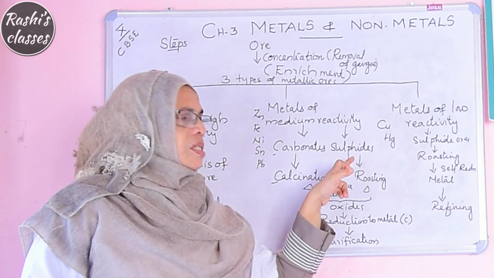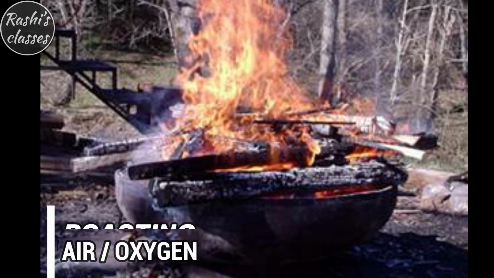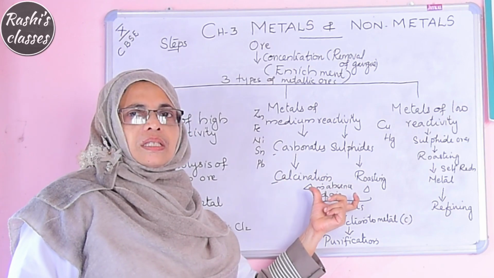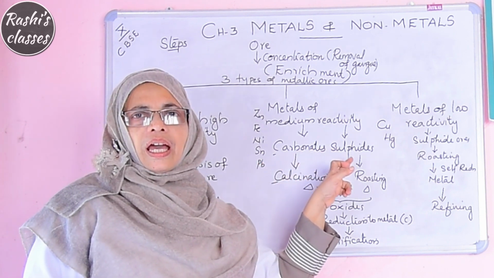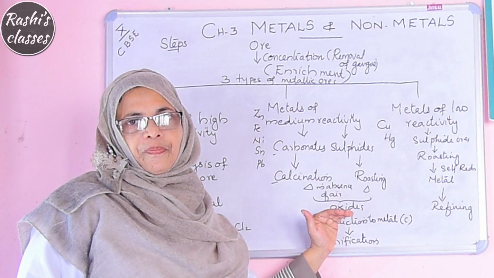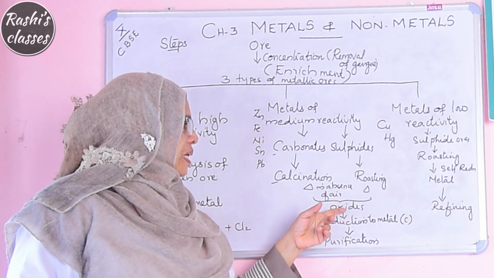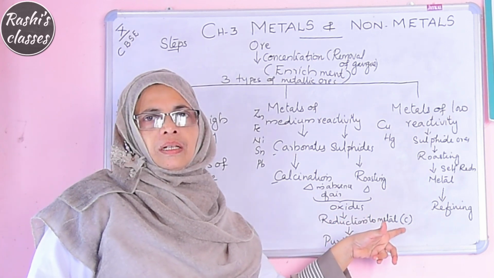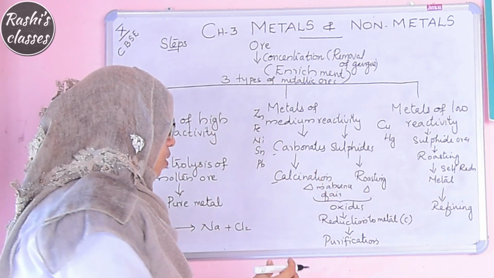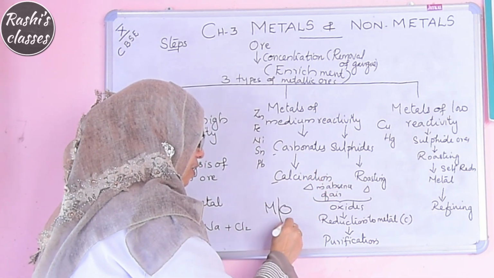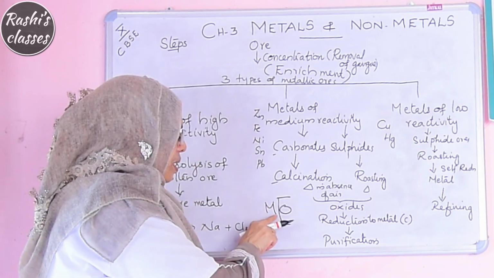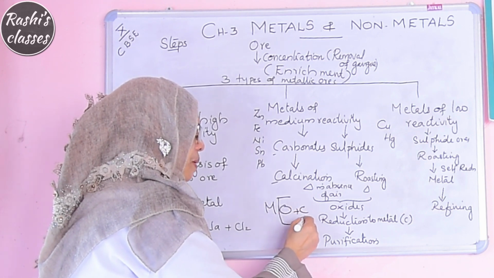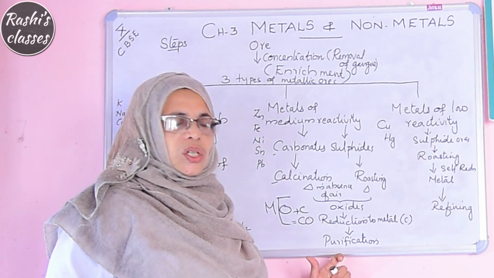And for the sulfides, we can heat them in the presence of air, that is called roasting. When we do this, the carbonate ores and sulfide ores will change into oxides, metallic oxides. So metallic oxides are formed. This we can reduce using carbon. This oxide we have to remove, no? Metallic oxide. If we remove this, we get metal. So for removal, if we use carbon plus oxygen, carbon monoxide is formed and the metal is reduced.